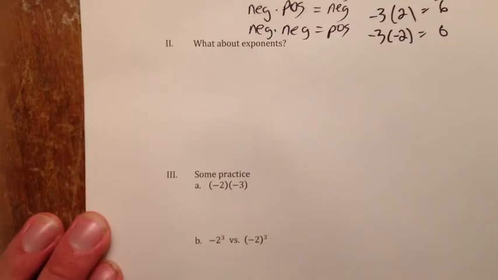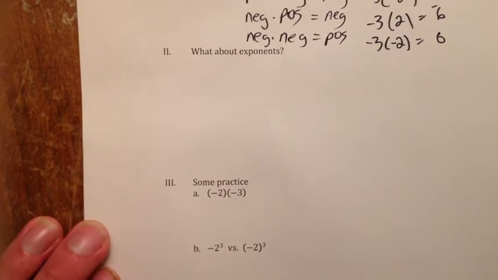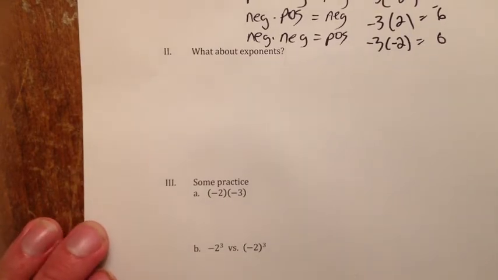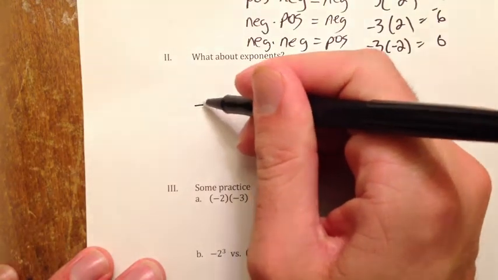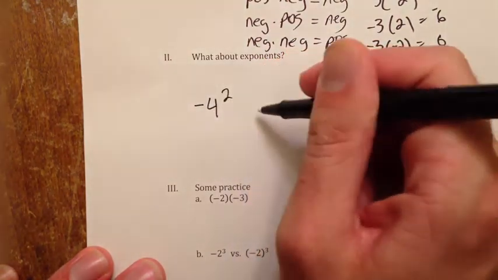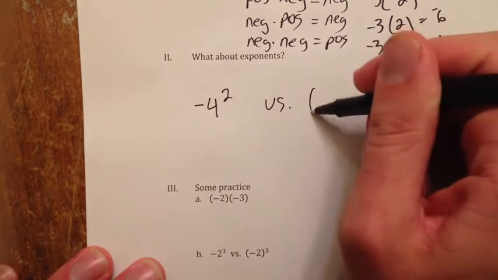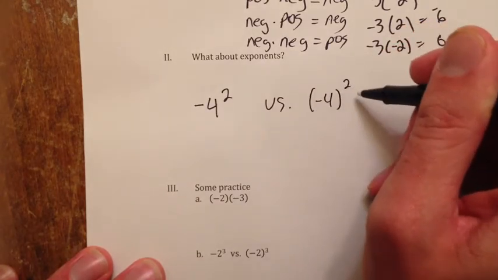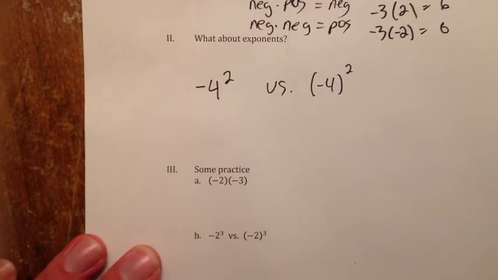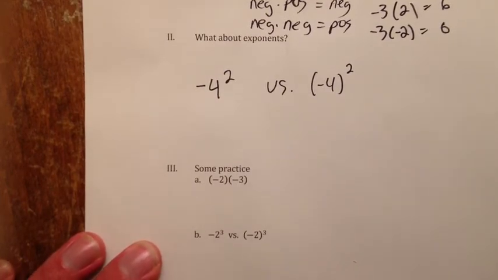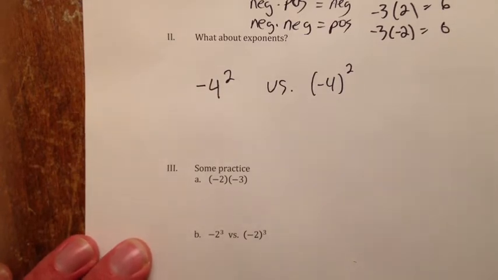Now, what about exponents? Okay, what we find is there is a difference between, let's look at a simple example, negative 4 squared versus negative 4 quantity squared, meaning there's a difference between where those parentheses are. The negative symbol is actually basically treated like a separate number. It's almost treated like -1 times that number.